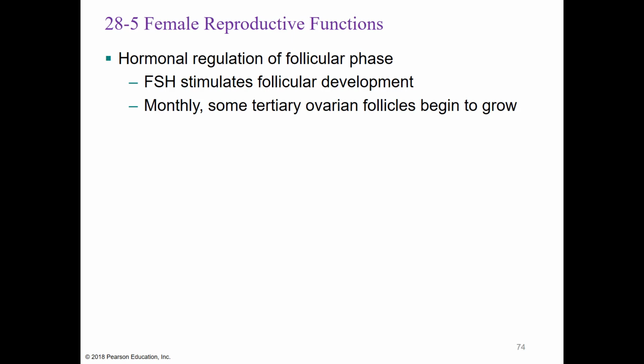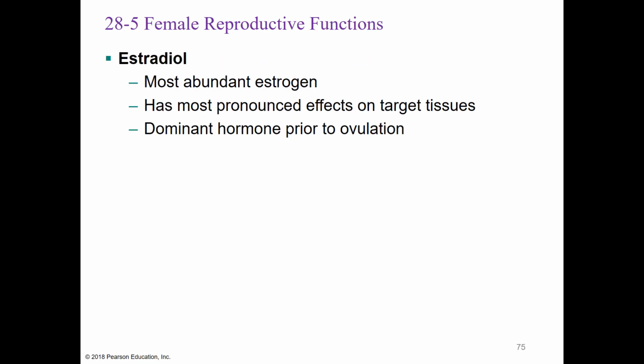Hormonal regulation of the follicular phase: FSH, or follicle stimulating hormone, stimulates follicular development. That makes sense. Monthly, some tertiary ovarian follicles begin to grow. Estradiol is the most abundant estrogen and has the most pronounced effects on target tissues. It's the dominant hormone prior to ovulation.